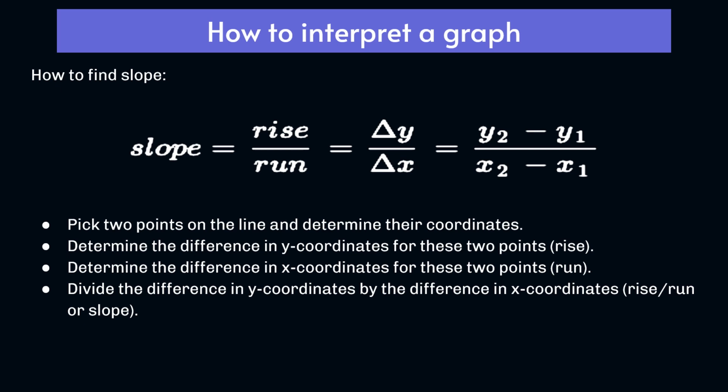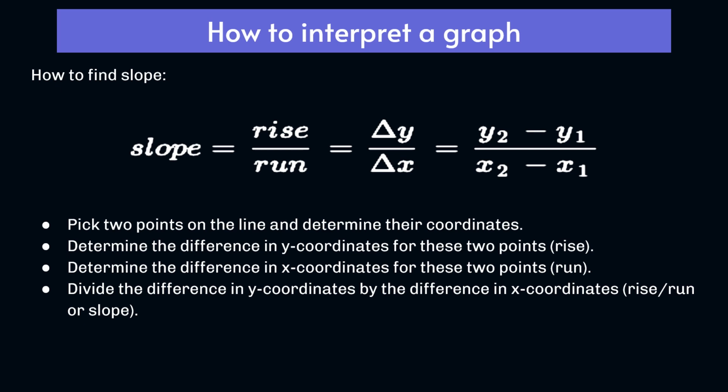Slope in math terms is rise over run. A better way to write it out here is the change in y over the change in x. A change in anything is final minus initial, so for this situation, it's going to be y2 minus y1 over x2 minus x1. Looking at this, we're going to pick 2 points on your best fit line that you would create.